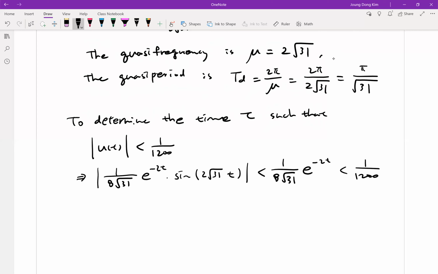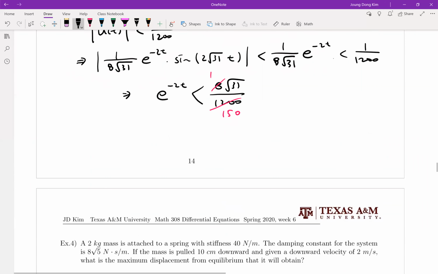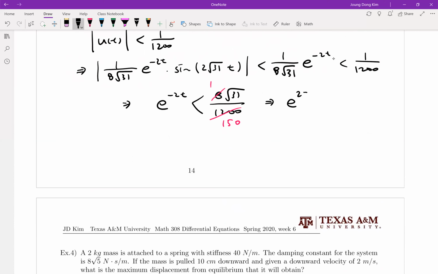Okay, let me multiply 8 square root 31 on both sides. And this becomes e to the minus 2t is less than 8 square root 31 over 1200. Is it okay? Let me simplify. Divide by 8 top and bottom, so it is 1 over 150 square root 31. Okay, so let me take the reciprocal of this one. e to the 2t must be bigger than 150 square root of 31.